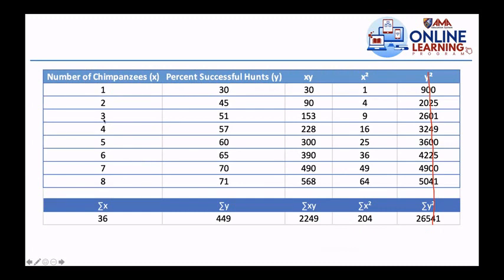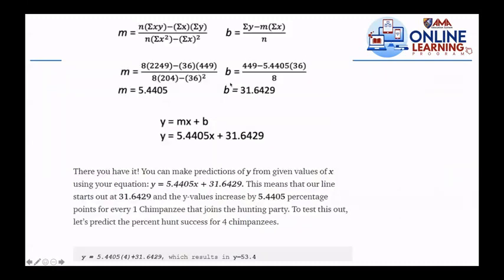So now let's discuss the number of chimpanzees and the percent successful hands. This is your X, this is your Y. To apply the formula, you have to compute for X, Y, X squared. No need for this because you will just substitute this 4 into the formula. Doing that, substituting, you get this answer.